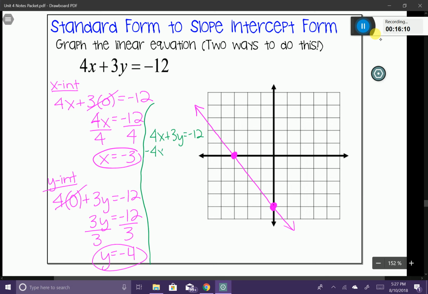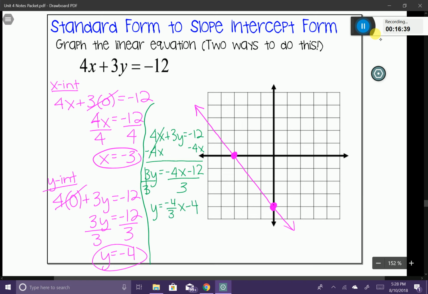I'm going to subtract 4x from both sides of the equation. And I'm going to have 3y is equal to negative 4x minus 12. You can see why I wrote those terms in that order, because it's in the form of slope-intercept form. And then I'm going to simply divide both sides by 3. Alrighty, that's going to leave me with y equals negative 4/3 x minus 4.